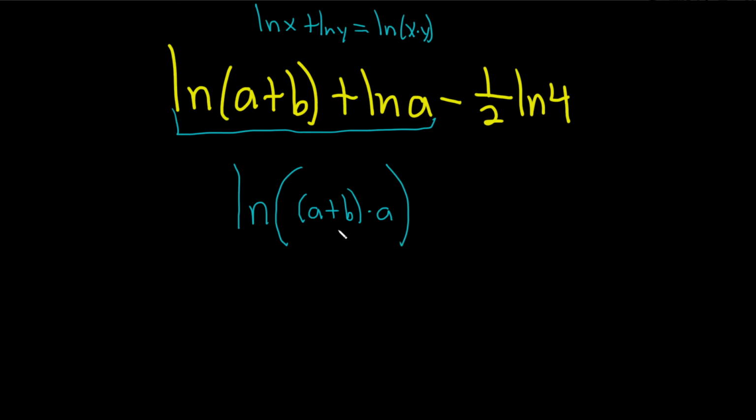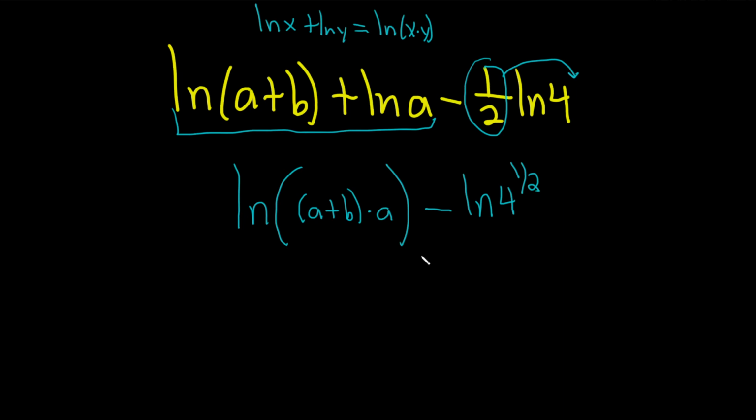And you might say, do you have to distribute? No, usually you don't. You just leave it. I mean, it looks fine just like that. We're trying to write this as a single log, and there's this 1/2 here. So what you can do now is you can bring this upstairs. That's called the power rule. So this is minus the natural log of 4 to the 1/2.